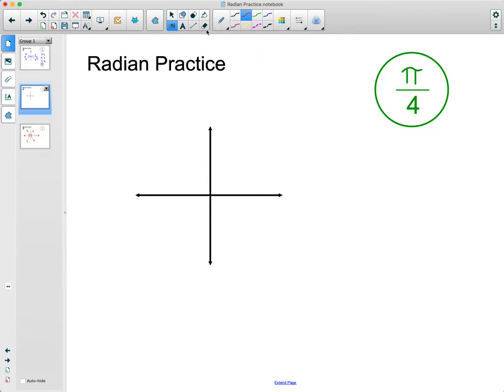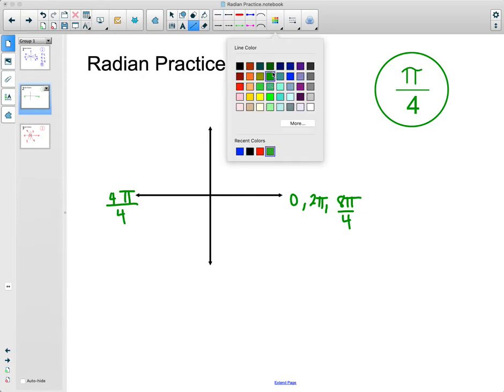Pi over 4 angles. Okay, so pi over 4, we've got 0 here obviously again, and then pi, I would be looking at this as 4 pi over 4, okay, which then again this would be 2 pi or 8 pi over 4 to have the same denominator. So when you do a pi over 4 reference angle, you're splitting this into 4 pieces, okay, 4 equal angles. This is the same as a 45-degree angle.